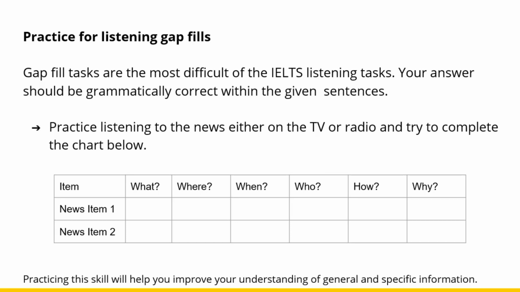So listen to the news at home and then identify what happened, what the topic of the listening or the news is, where it happened, for example, where it took place, when, the time of the day, maybe it's in the morning, in the evening, or you can also write down a specific time, who did it, how it happened, and what's the reason for this situation. So this is a good way for you to practice your listening for specific and general information.